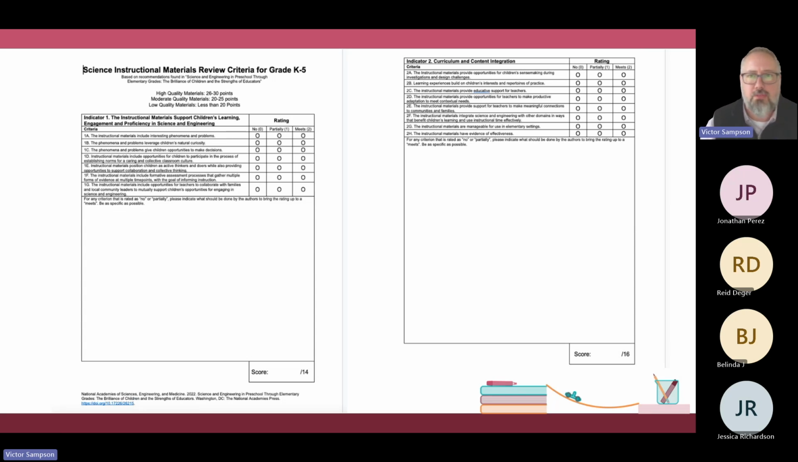So you can think of this as kind of 2 indicators from this. There's the instructional materials supporting engagement in science and proficiency in science and engineering. And those are broken down based around those recommendations, right? So the idea that materials include interesting phenomena and problems, and they leverage kids' natural curiosity, and they give kids opportunities to make decisions, right? Are those kinds of things happening in there? And with these kinds of indicators, you can start really thinking about, well, do I want to see this in my elementary classrooms? Same thing with curriculum and content integration.